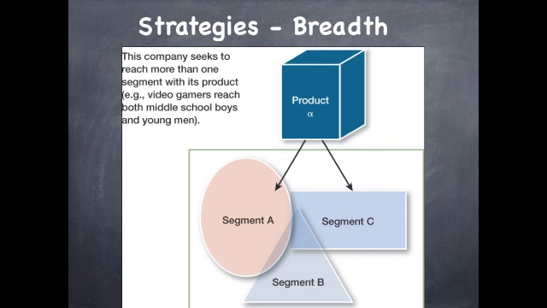Then you have what we call the breadth strategy, and this is your ability to reach more than one segment with its product. And so you can see here there's product A that's reaching both segments A and C. Now, here they list in the slide video games, and video games can be quite interesting. When the Wii first came out, the average video game users are, believe it or not, males about 35 years old.